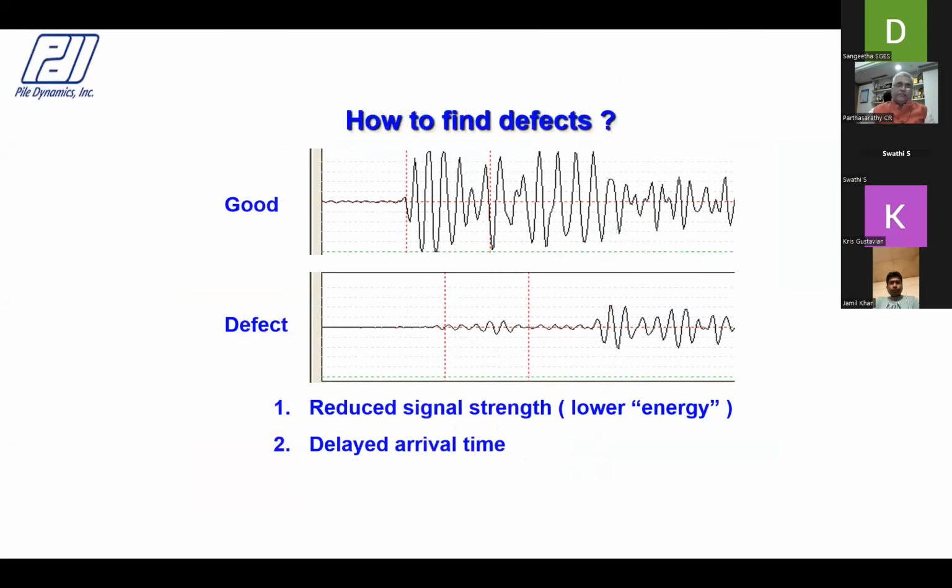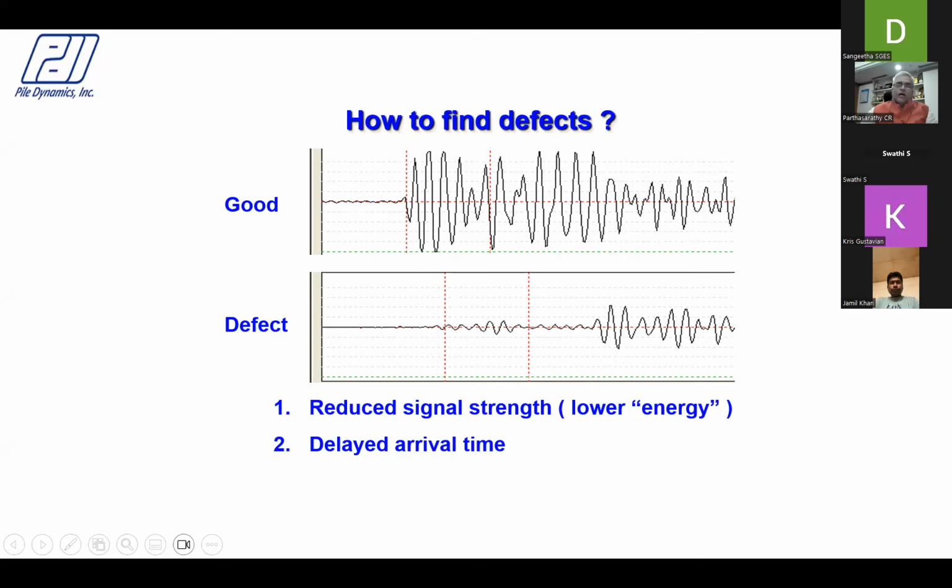So how do you find defects? The pile is good when you have good signals, and the pile is defective if you have a reduced signal strength, which is an integral of the signal strength over time. It gives you an energy, and also a delay in the first arrival time. So the defect is identified if you have a reduced signal strength or lower energy. In this case, it has a very low energy compared to a good shaft, or a delayed arrival time. In this case, it's a delayed arrival time, or both.